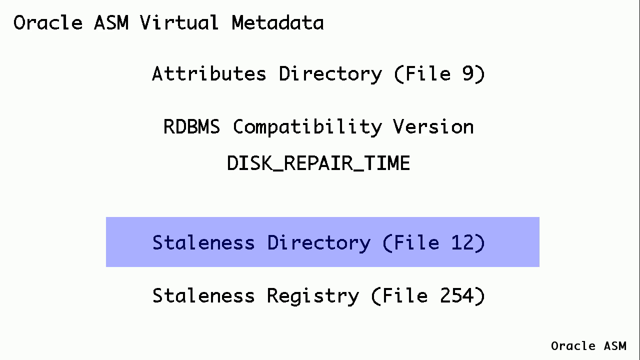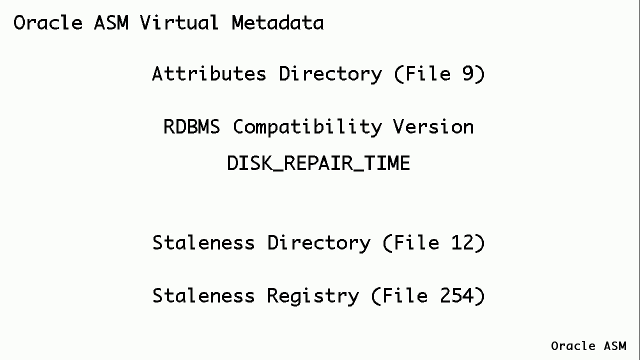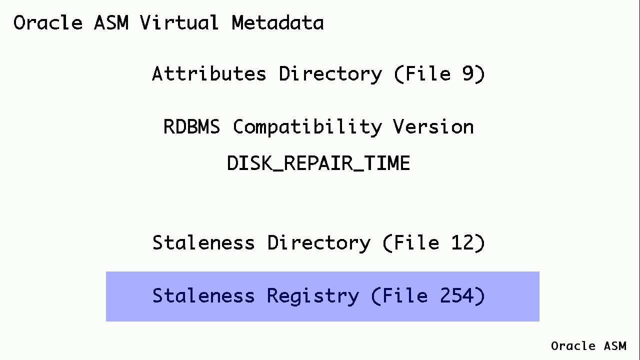File number for Staleness Directory is 12 in the disk group. Staleness Directory contains metadata about the Staleness Registry to map offline disks and Oracle databases which are using those disks. File number for Staleness Registry is 254 in the disk group. Staleness Registry is used to keep track of changes to the extents on offline disks.